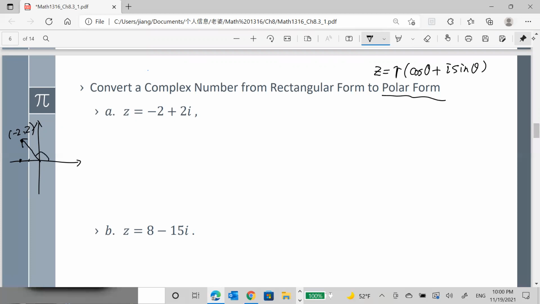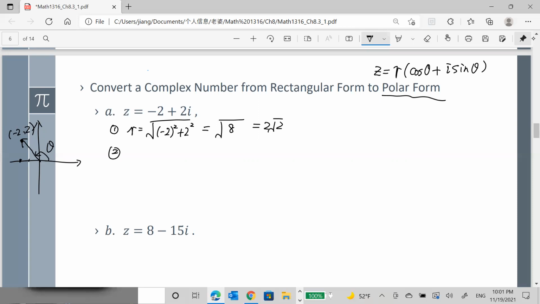And can you find this is R? Oh, sorry, this is theta. And R from here to here. Do you still remember R equals square root of A squared plus B squared? That's -2 squared plus 2 squared. That is 4 plus 4 is 8. Square root of 8. That equals 2 square root of 2.